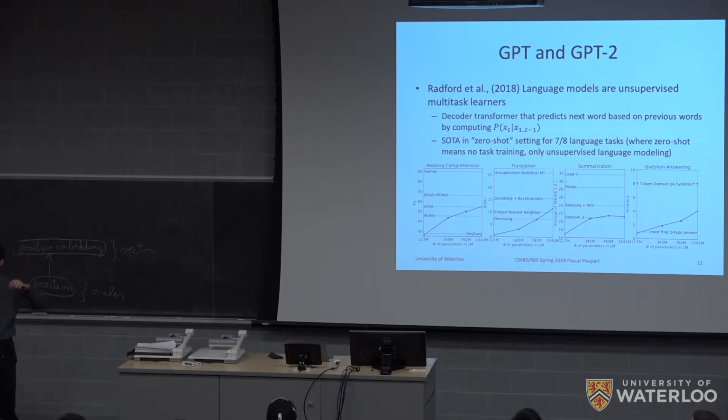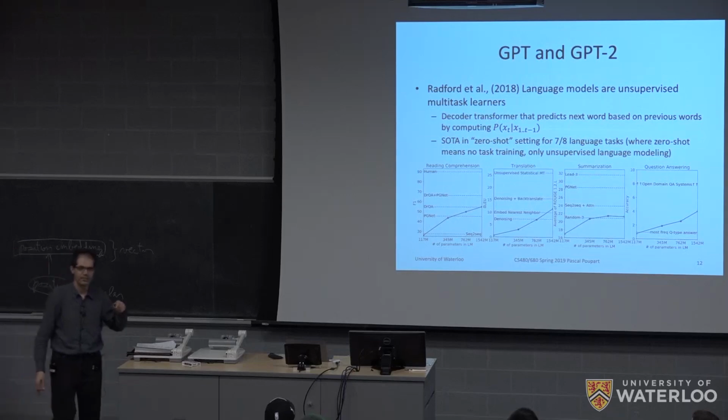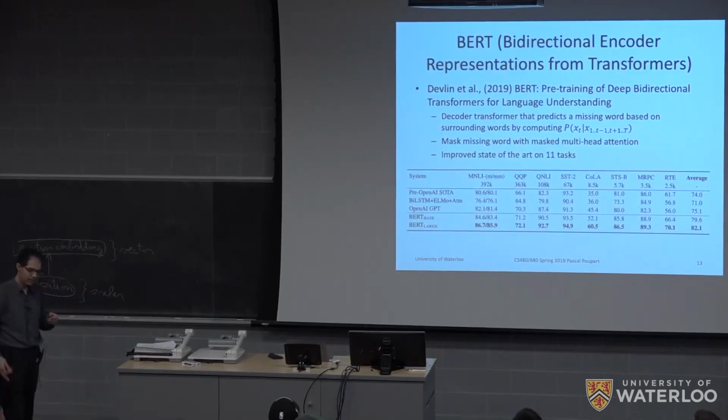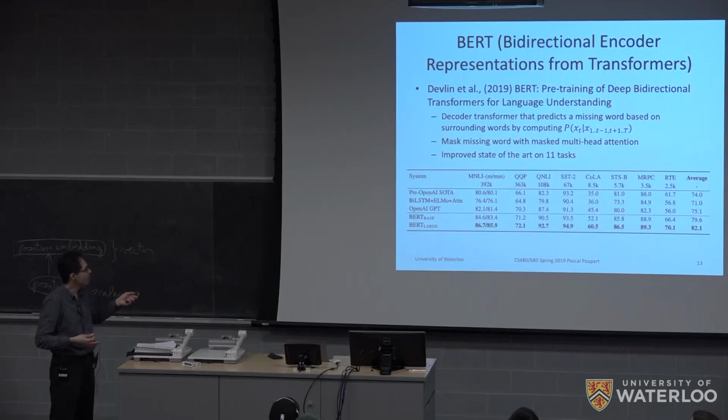Okay, any questions regarding GPT? Okay, so let's continue. Now GPT was not the last one. There's another one called BERT that has become quite popular, and it was proposed this year. BERT stands for bidirectional encoder representations from transformers.